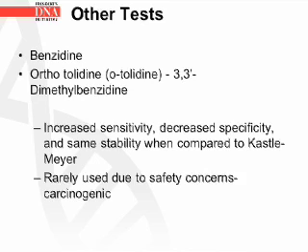Some other tests that are used for the detection of blood are benzidine and orthotolidine, or O-tolidine, which is 3,3-dimethyl benzidine. It has an increased sensitivity but a decreased specificity, and it has the same stability when compared to the Kastle-Meyer test. However, it is rarely used due to safety concerns because it is carcinogenic.